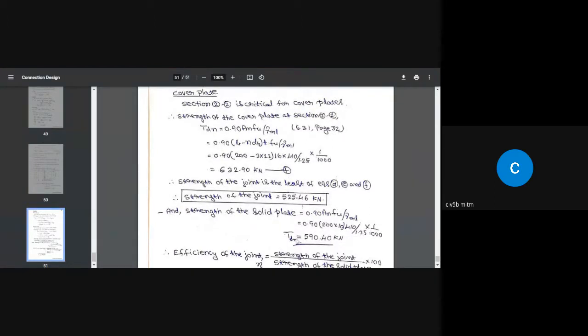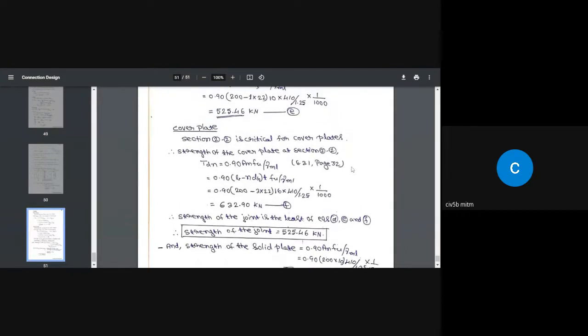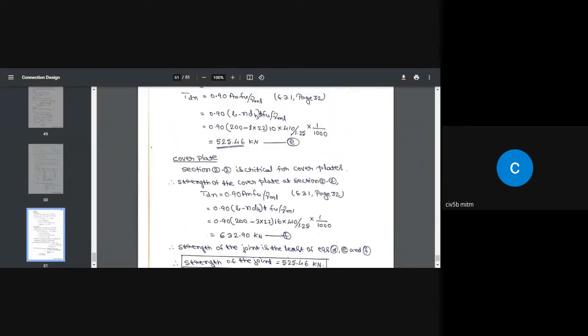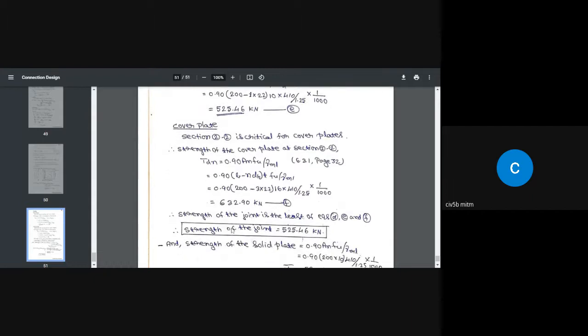So then what is the strength of the joint? Strength of the joint is the least of the above values. So the 6 bolt values, the design strength of the main plate, and the design strength of the cover plates. Take the least of those values, and that is the strength of the joint. This strength of the joint is of course greater than 450 kilonewton. So we are okay with that.